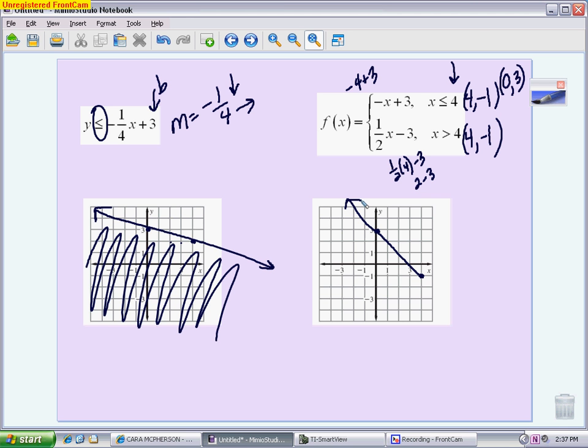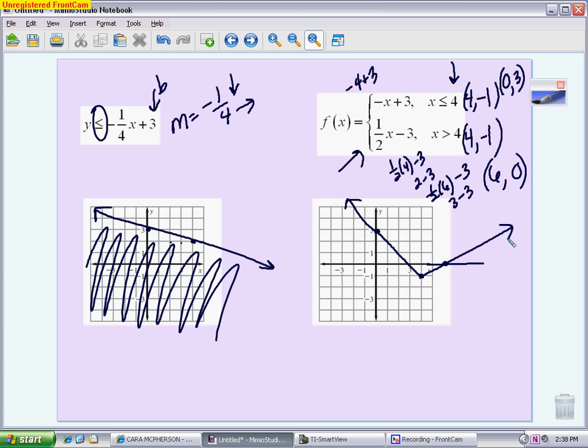And then with the other one, I want to pick a number bigger than 4. I'm actually going to pick an even number. You could pick any number. You could pick 5. I'm going to pick 6 just because I notice in my equation I have to take half of that number. And it's a lot easier to take half of an even number. So half of 6 minus 3, that's 3 minus 3. That's 0. That tells me that this ray, and I'm going to have to extend my graph a little bit, this ray goes through (6, 0), and looks like this.